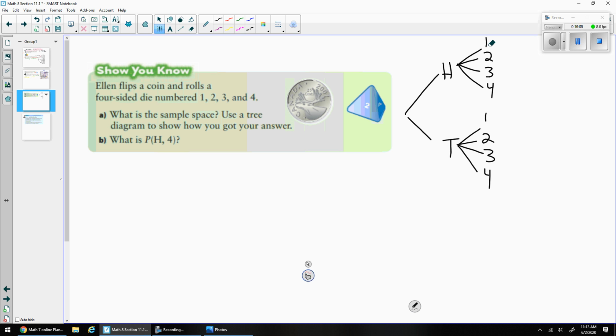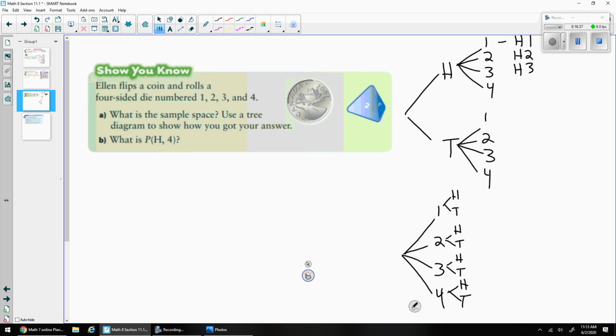Just to be clear, it doesn't matter which way you put the two events since they're independent. So you could say she rolled the die 1, 2, 3, 4, and then flipped the coin and got heads or tails for each. Either one, you're going to get the same sample space. So now let's just write out the sample space. You can get a heads in a 1, a heads in a 2, a heads in a 3, a heads in a 4, or you could get a tails in a 1, tails in a 2, tails in a 3, tails in a 4. Great.